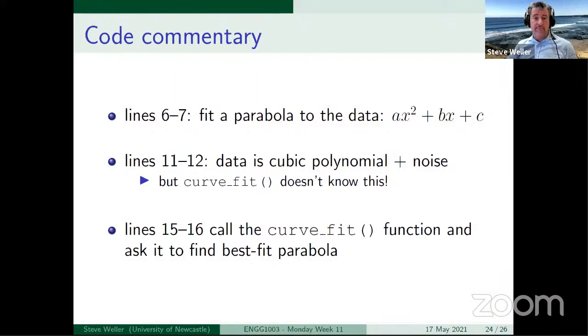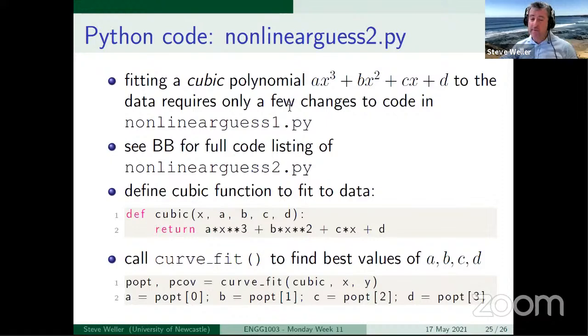And so that was the code for the parabola fit, some commentary. The code for the cubic fit only had to vary in a couple of critical ways. We defined a different function, the cubic function rather than the parabola, and the call to curve fit referred to that cubic function rather than the parabola and returned four values rather than three.